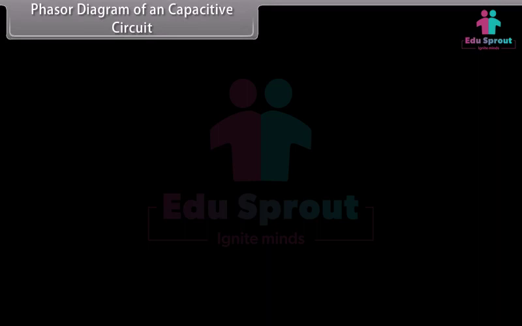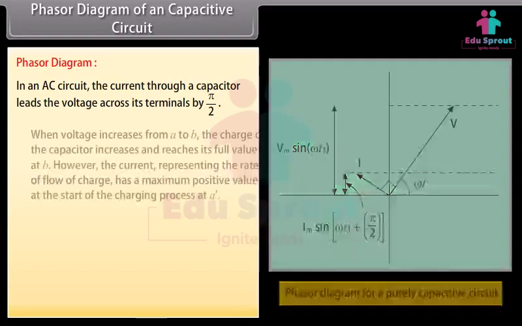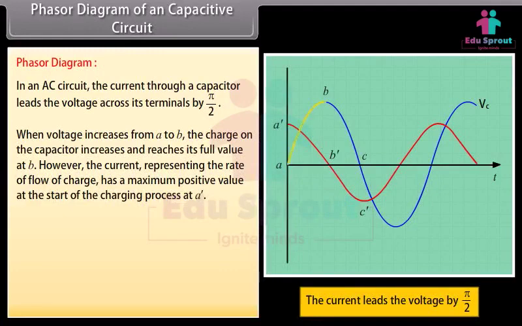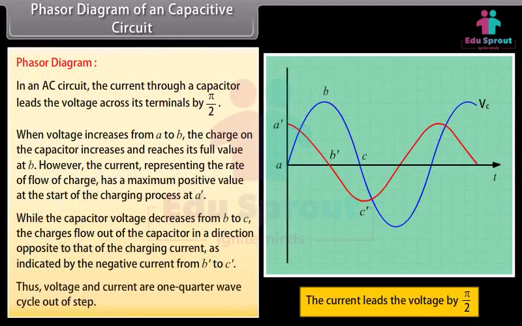Phasor diagram of a capacitive circuit. In an AC circuit, the current through a capacitor leads the voltage across its terminals by pi by 2. When voltage increases from A to B, the charge on the capacitor increases and reaches its full value at B. However, the current, representing the rate of flow of charge, has a maximum positive value at the start of the charging process at A dash. While the capacitor voltage decreases from B to C, the charges flow out of the capacitor in a direction opposite to that of the charging current, as indicated by the negative current from B dash to C dash. Thus, voltage and current are one quarter wave cycle out of step.